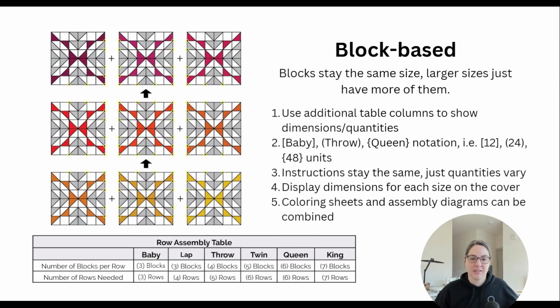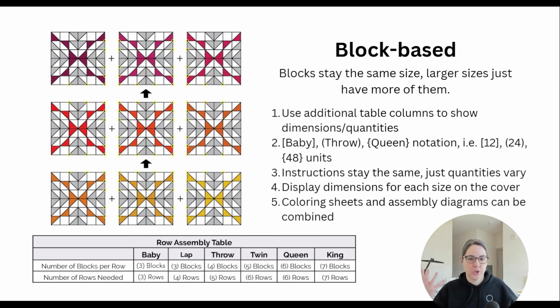So best practice when you're dealing with this kind of pattern is to use additional table columns to show dimensions and quantities. That's true in the fabric requirements, but also in your cutting instructions. It's also true in some of the piece counts and assembly instructions. I like to put those in tables rather than just putting them in the text. It makes it easier to read and see. And you've got an example of that row assembly table at the bottom, which we're going to talk a little bit more about in a minute.